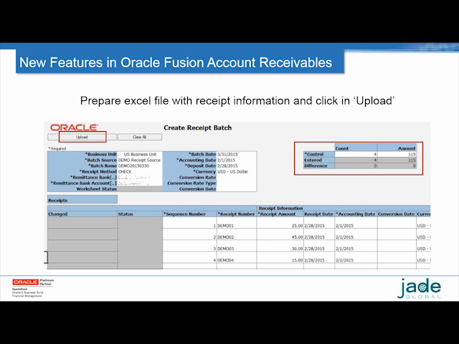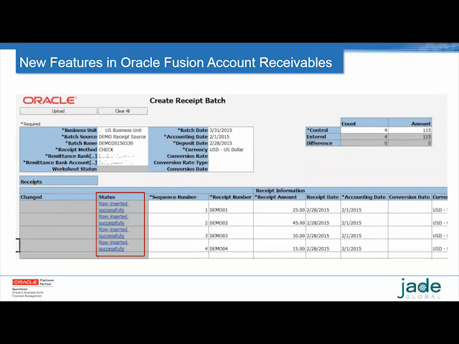On the top right-hand side, you'll see the control amount and the control count. It gives you the total count of receipts and the total amount at the bottom line. So once you upload this Excel file to the system, you can make sure all the receipts are loaded successfully. On the top left-hand side, you'll see an upload button. You can click on that upload button and all the receipts will be processed into the system, with the status showing that the records are inserted successfully.